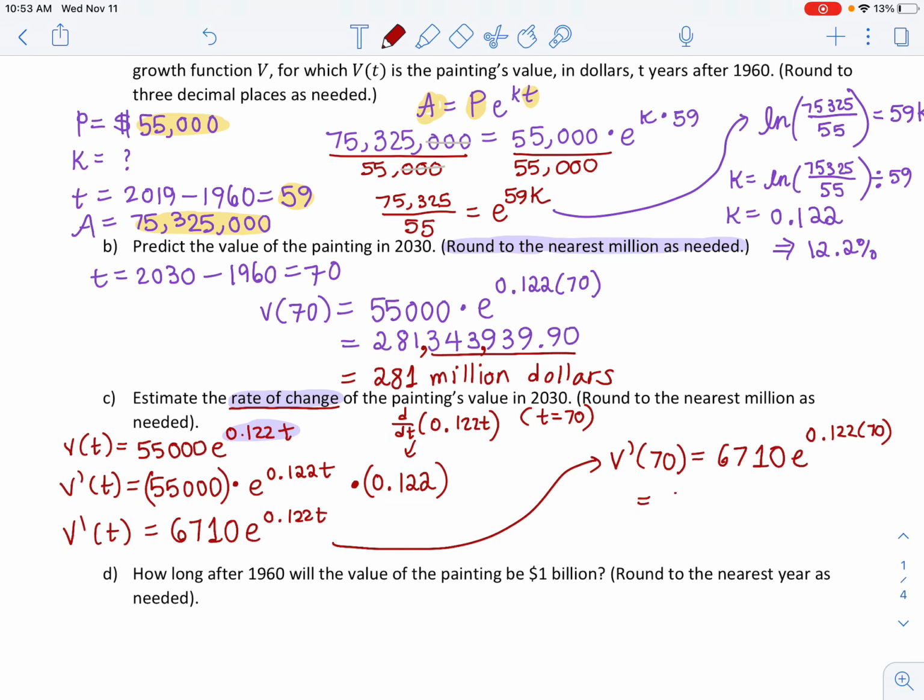Carefully typing this into my calculator. I'm expecting to see a big number. That times e to the 0.122 times 70. Okay, I got a big number. I'm going to go ahead and write it down and then put the commas for the thousands.